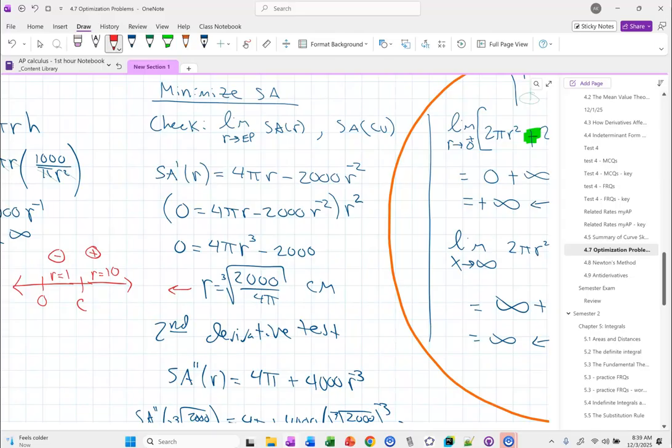Since this is true for all values that are less than C and all values greater than C, I can stop. I found an absolute minimum. Notice I didn't have to do a second derivative test here. I didn't have to worry about the limits at the endpoints. That saved a lot of stuff that we did, right?